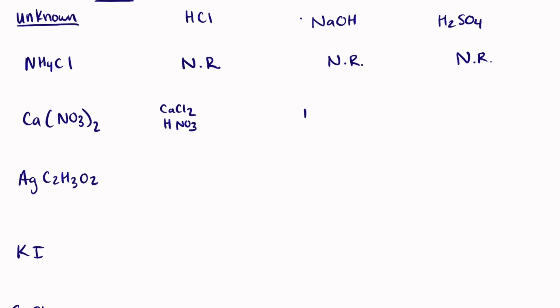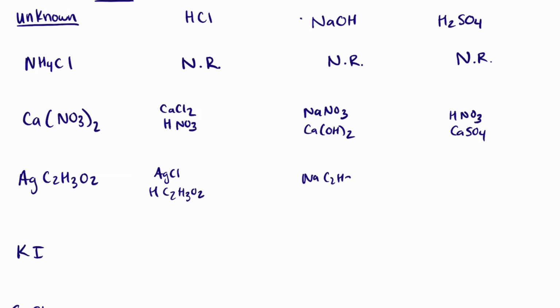So we're going to get sodium nitrate, and we're going to get calcium hydroxide. We're going to get hydrogen nitrate and calcium sulfate. We're going to get silver chloride and hydrogen acetate. We're going to get sodium acetate. We're going to get silver hydroxide. We're going to get hydrogen acetate. We're going to get silver sulfate.